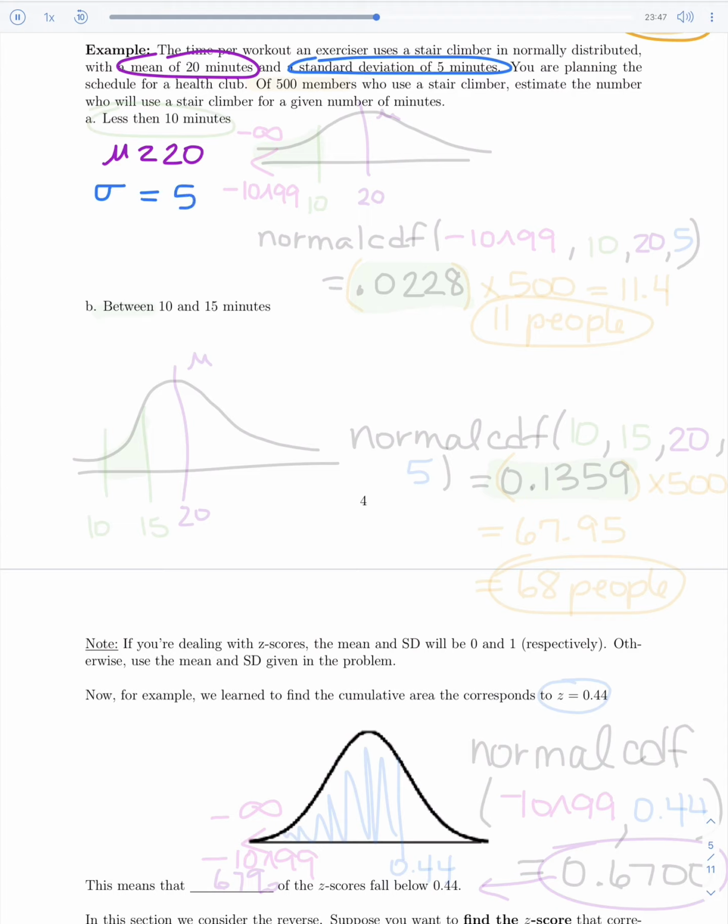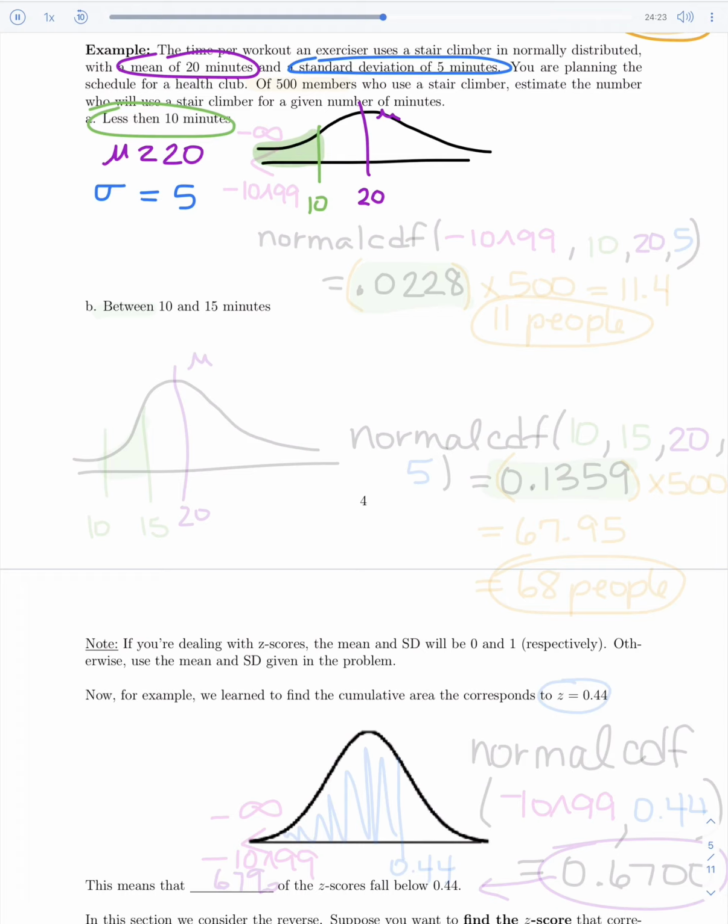Okay, so on this first one, they say, of 500 members who use a stair climber, estimate the number who will use the stair climber for less than 10 minutes. So we can go ahead and draw a quick picture with our 20 in the middle, our mean, and then what we're looking for, which is how many people will spend less than 10 minutes. Here's our 10 minutes. Less than means we're going to be finding the area to the left.